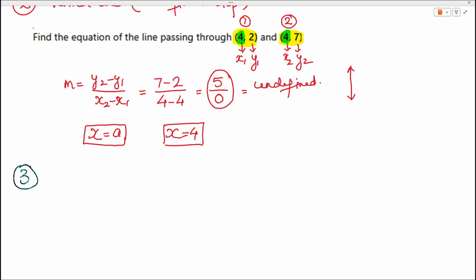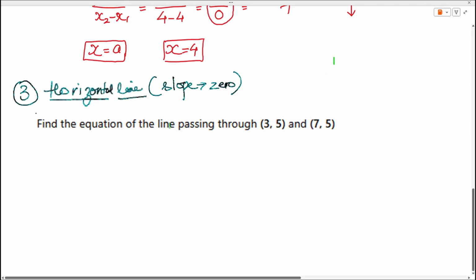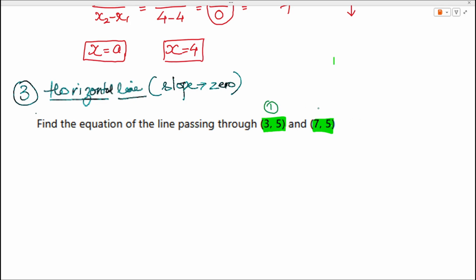Let us take scenario number 3, where the line whose equation we are trying to find is a horizontal line, and this means the slope of that line is going to be 0. Here the question says that we have to find the equation of a line passing through the points (3, 5) and (7, 5). Again, the process is the same. Take any one of the 2 points as point number 1 and the other point becomes point number 2. So this is x1, y1, x2 and y2.